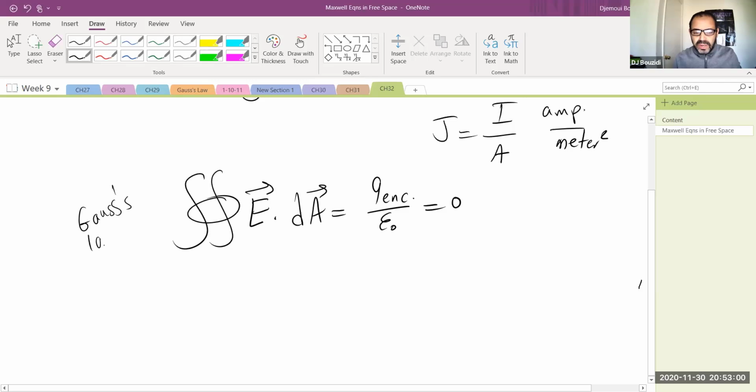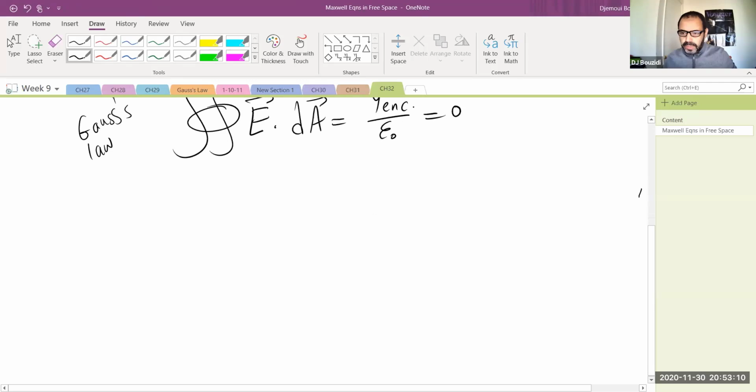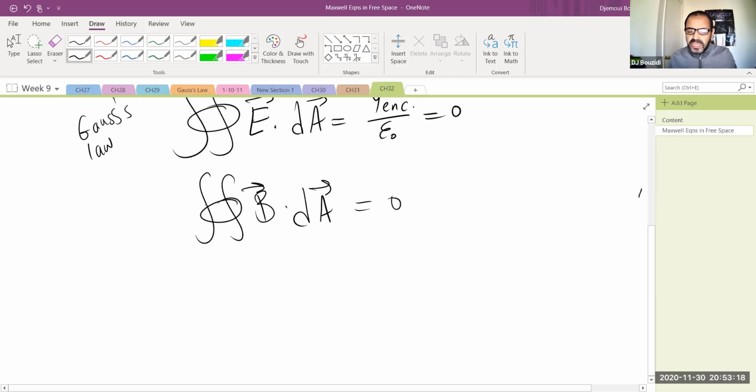These are all of Maxwell's equations, and they are the summary of all of these equations put together. The second law says that the flux of the magnetic field over a closed area is 0. This is 0 no matter what, because there are no monopoles.